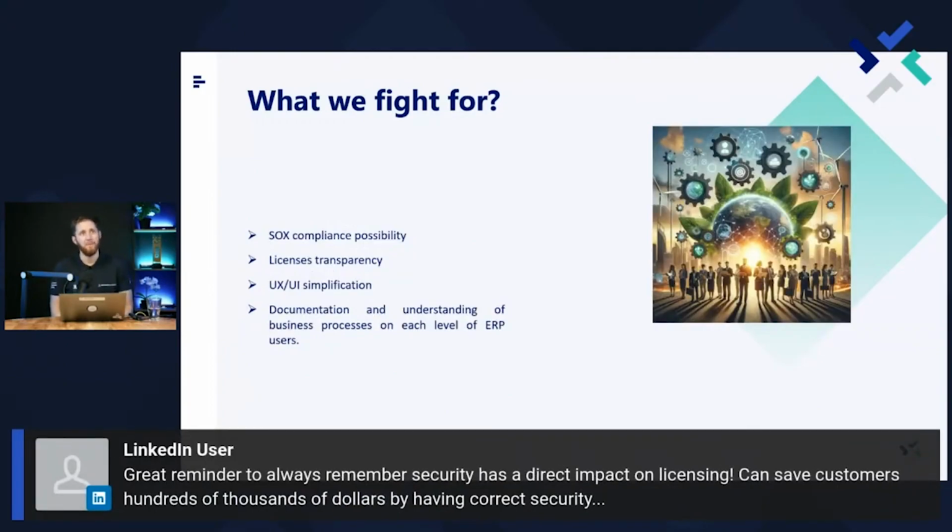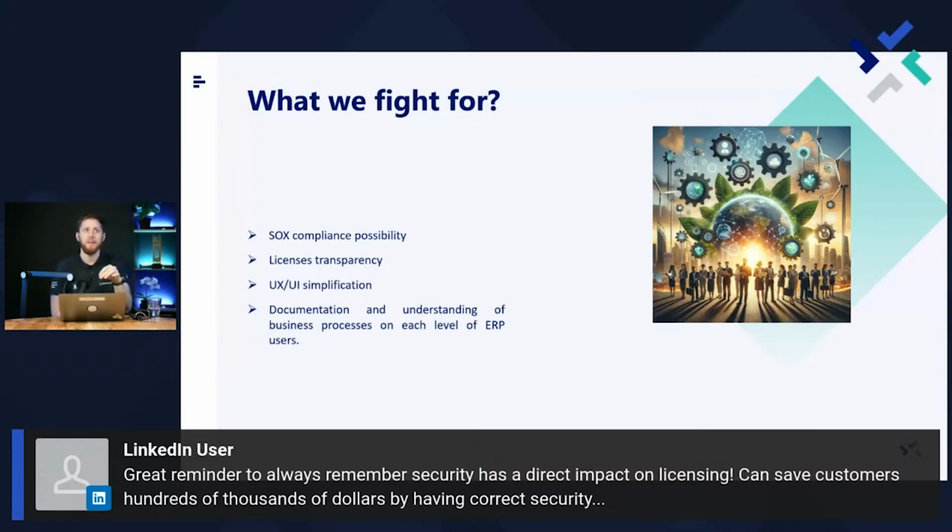So what do we fight for? We fight for SOX compliance possibility, as we discussed. License transparency. It is good to understand why I pay X amount for my organization and wisely plan how much I'm going to need for the future. Because if I don't know how much my warehouse operator will cost right now, and the cost will be super high, it's important to make the project and estimate the cost and find out if I can make some savings on the warehouse operator or on other roles.